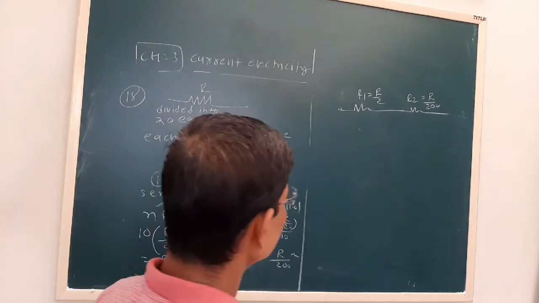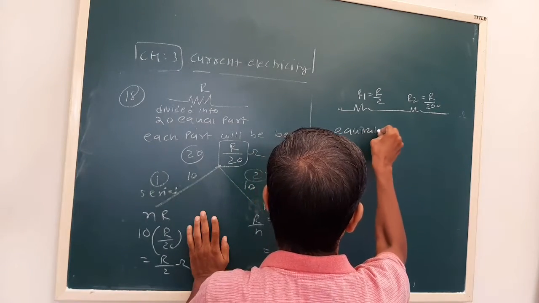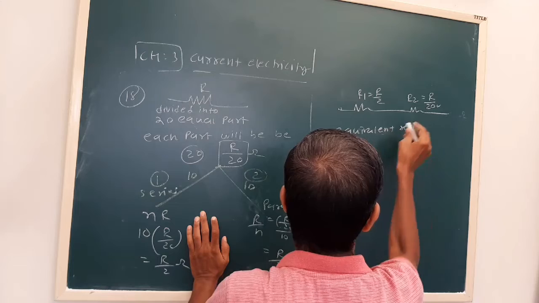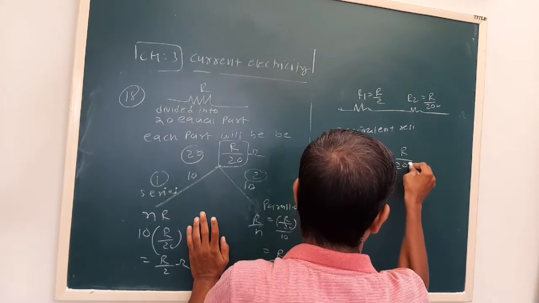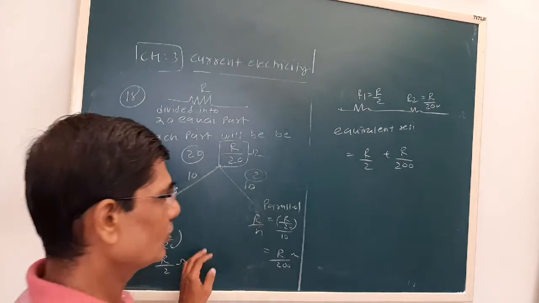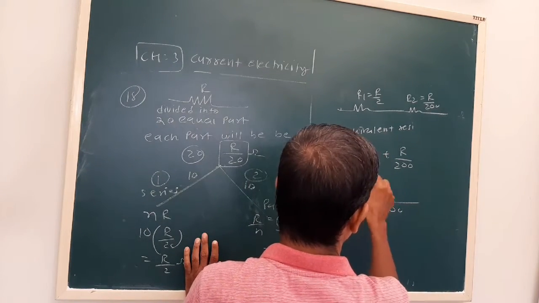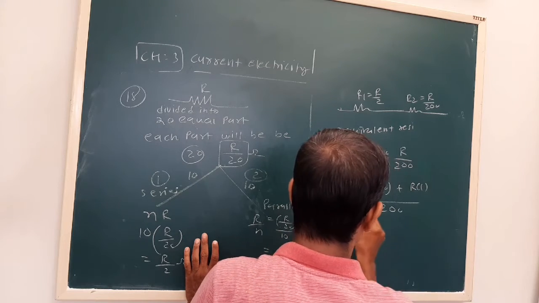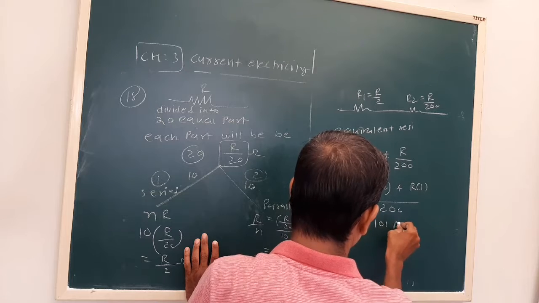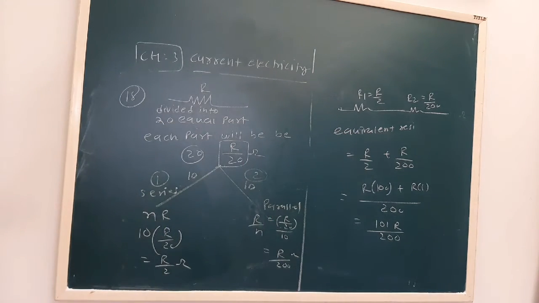Now these two are connected in series, so the equivalent resistance is R by 2 plus R upon 200. What is the LCM here? 200. 200 upon 2 is 100, 200 upon 200 is 1. So this will be 101 R by 200. Okay, this is how we can solve. So this is nothing but MCQ number 80.